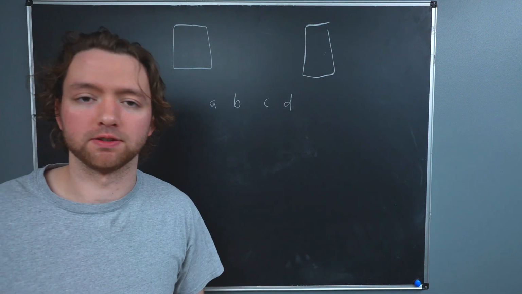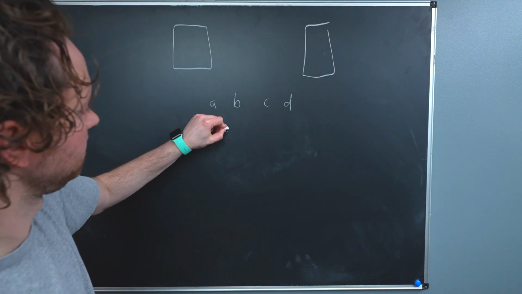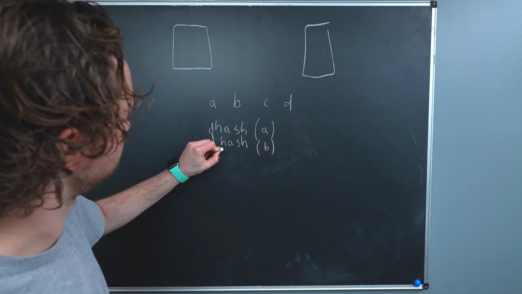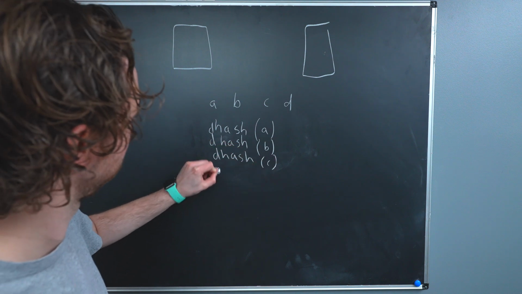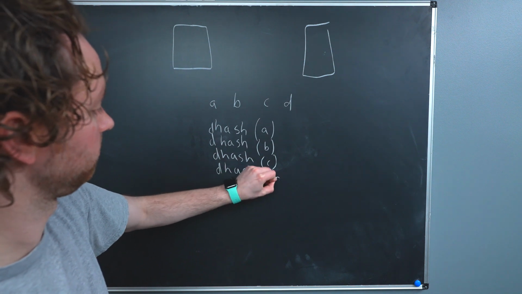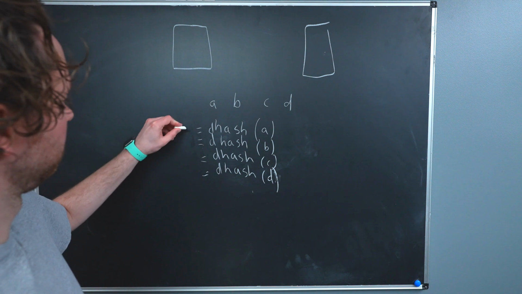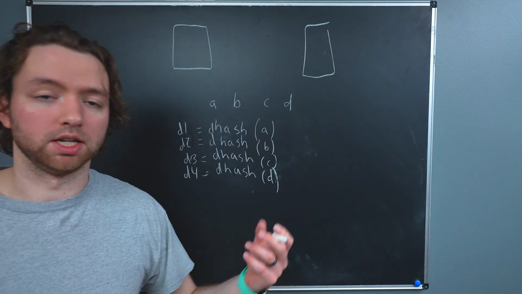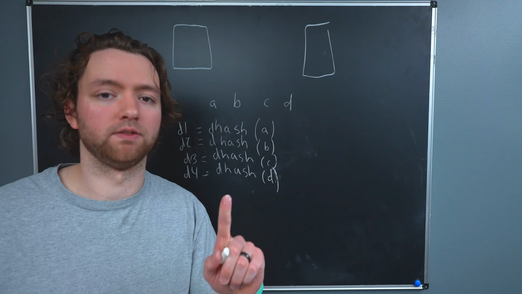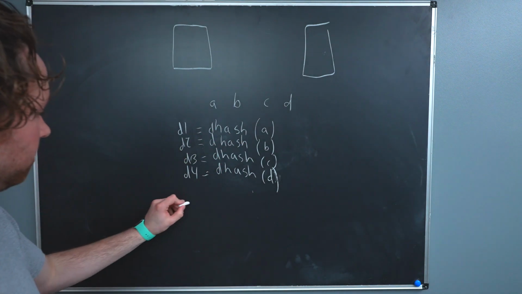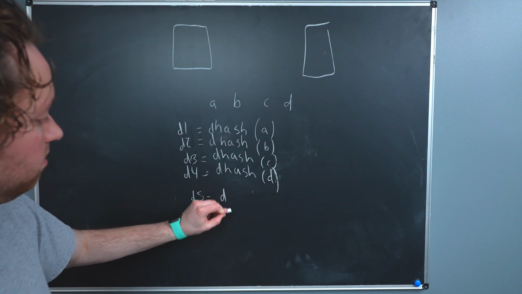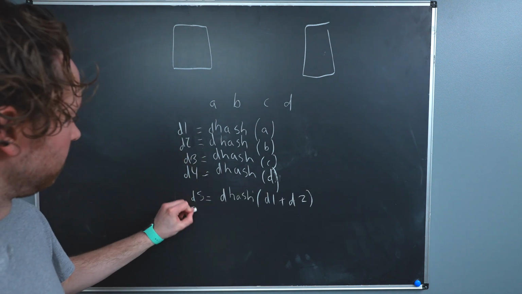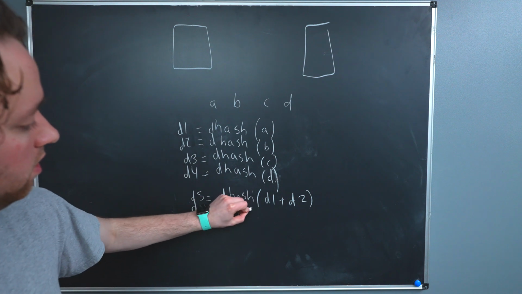Bitcoin takes the double hash of each one of these. And I'm going to write that as D hash. So D hash of A, D hash of B, D hash of C, and D hash of D. And I'll just assign these to variables: D1, D2, D3, and D4. Then we basically combine these. So we're basically trying to get just one value, so we have to combine these 4. So let's just say we have D5, and this is going to be the double hash of D1 plus D2. And then again, we'll have D6 be the double hash of D3 and D4.